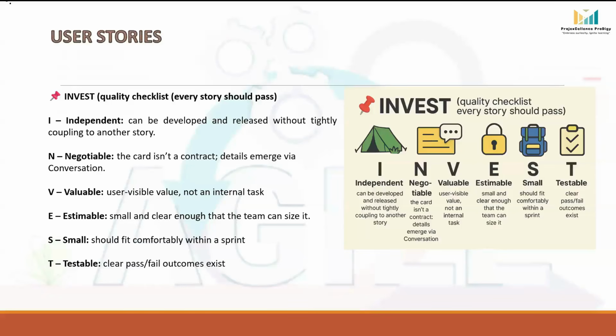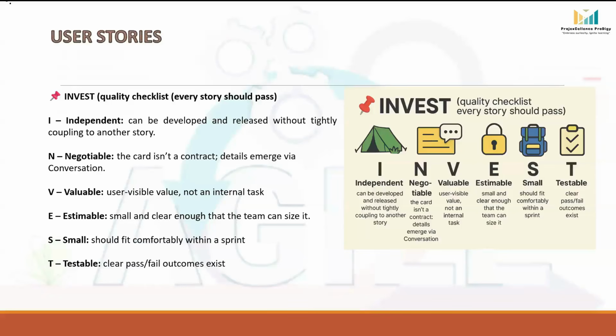Scope, UX, rules, even acceptance criteria can be refined through discussion before and during backlog refinement and up to sprint planning. V stands for valuable. A user story must deliver a benefit a user can feel: solve a problem, remove friction, save time, reduce cost, or create delight. If a story only describes internal issues with no visible benefit, it is not yet a user story.